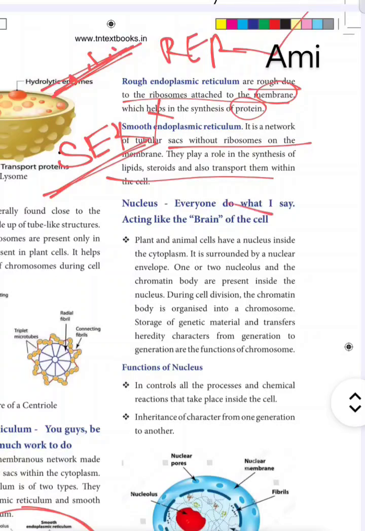The nucleus is known as the brain of the cell. It is surrounded by a nuclear envelope. During cell division, the chromatin is organized into chromosomes.